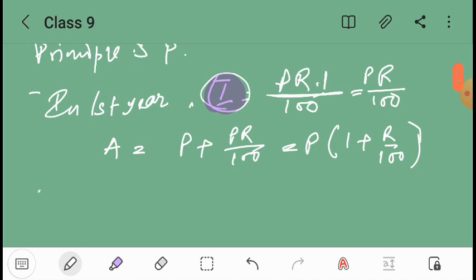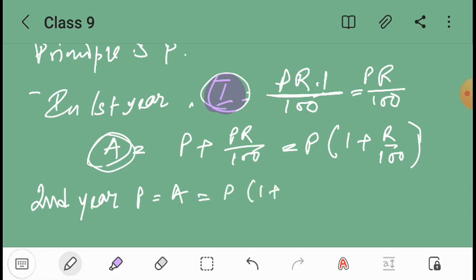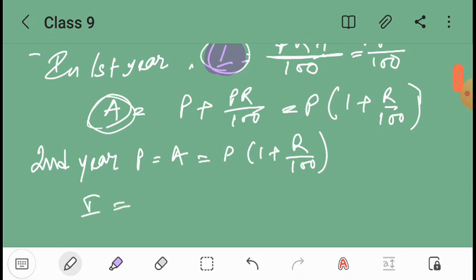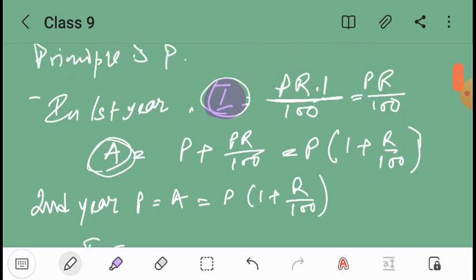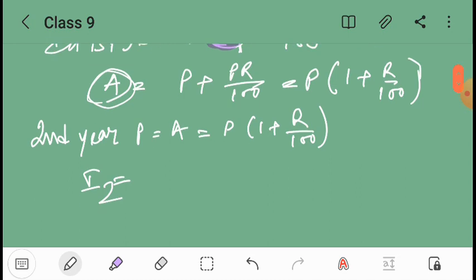Now in the next year, that is the second year, the interest is counted over this amount. That means P equals A, which is P into 1 plus R by 100. Now the interest I2, where I call the first I1 and this I2, is again by the formula PRT by 100. So P into 1 plus R by 100 is the whole P.